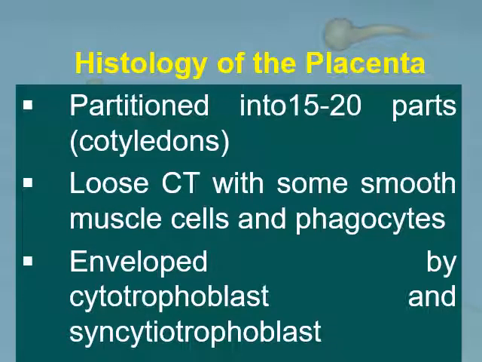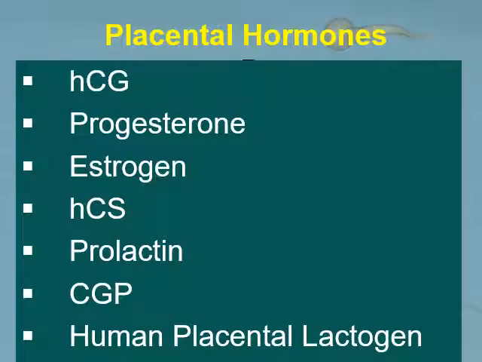So what is the histology of the placenta? We have it partitioned into 15 to 20 parts called cotyledons, tapos loose connective tissue, meron ding cytotrophoblasts and syncytiotrophoblasts. So what are the placental hormones? We have HCG or the human chorionic gonadotropin. We have progesterone, estrogen, prolactin, and human placental lactogen.